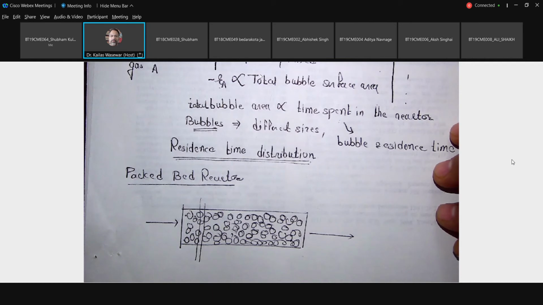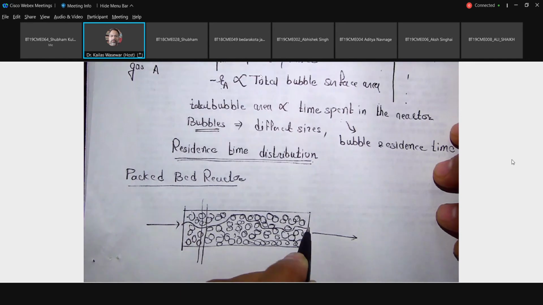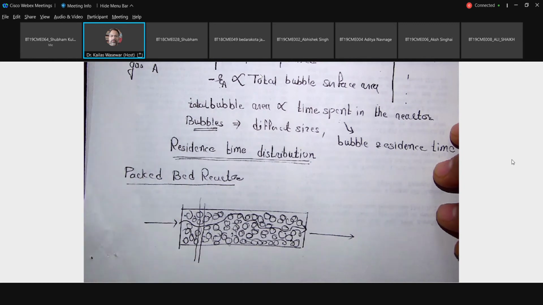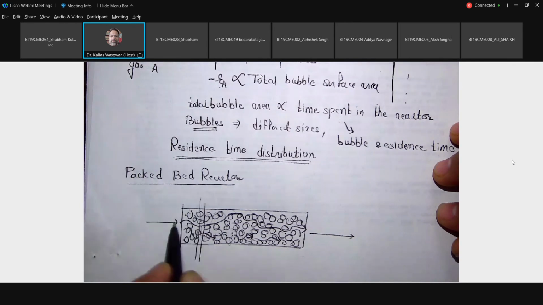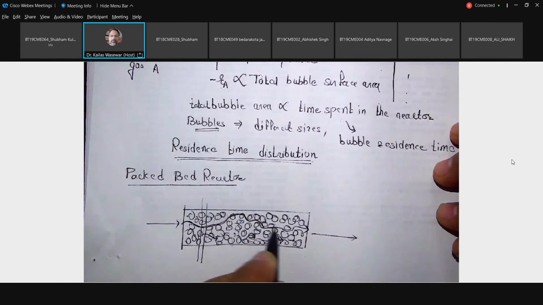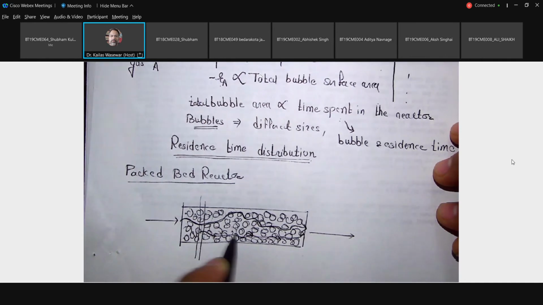And because of this, a major portion of the fluid may channel. That means, suppose fluid is coming like this, it will go this way, this way, this way. So it is making a channel. That means it is not utilizing the complete space or surface area available for contacting. So different paths may be taken. Every element of the fluid will not take the same path, and you can understand which one is taking the most time.